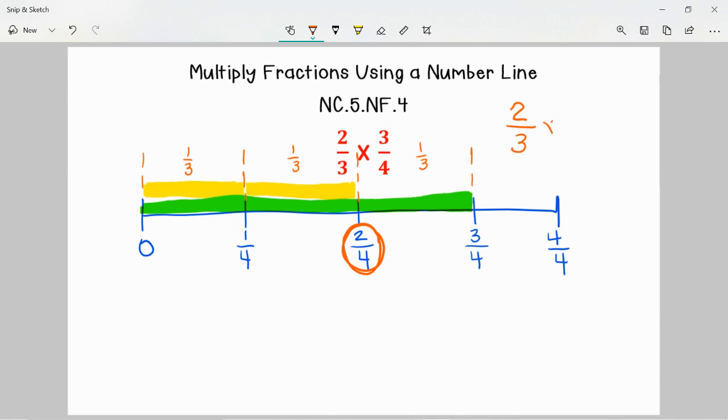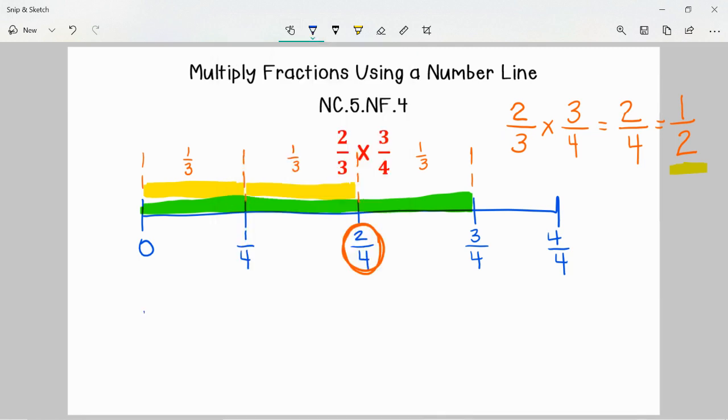So I'm going to write that over to the side here. 2/3 times 3/4 is equal to 2/4. We know that that is equal to 1/2. We had talked about in the beginning, using our knowledge of the magnitude of products, that we would expect our answer to be less than both factors. And I know that 1/2 is less than 2/3, and it is also less than 3/4. So this definitely is a reasonable answer.